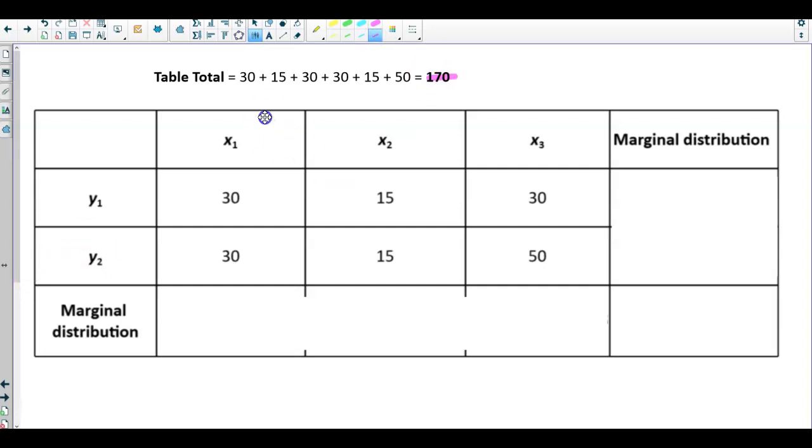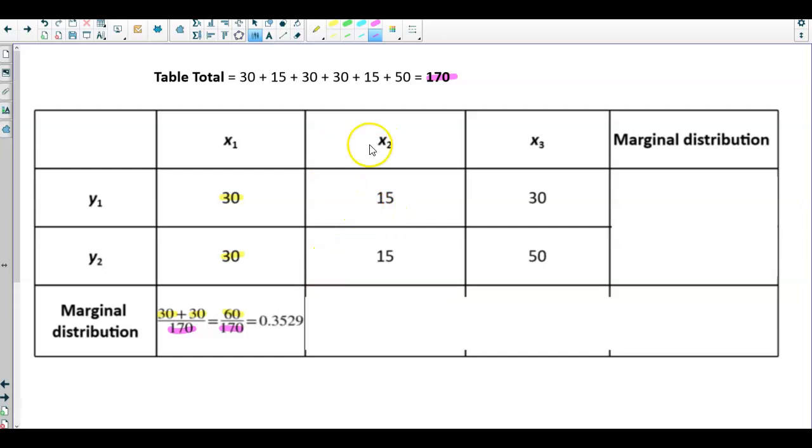Okay, so when we want to find the relative marginal distribution, for the first column, we're going to take 30 plus 30, and then we're going to divide it by the table total. So we get 30 plus 30. We're going to divide it by the table total. When we add them together, we end up getting 60 divided by 170, which gives us a decimal of 0.3529.